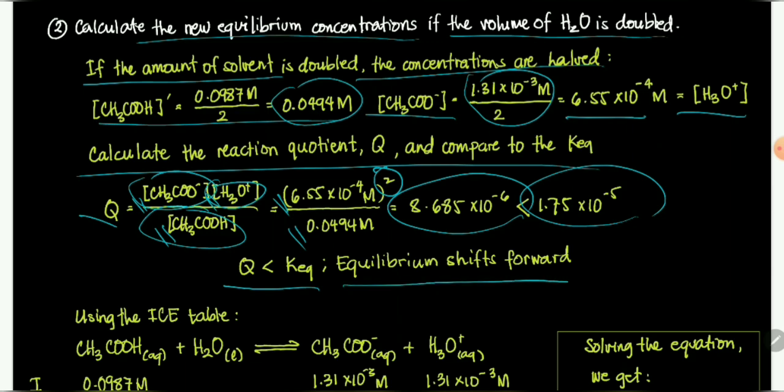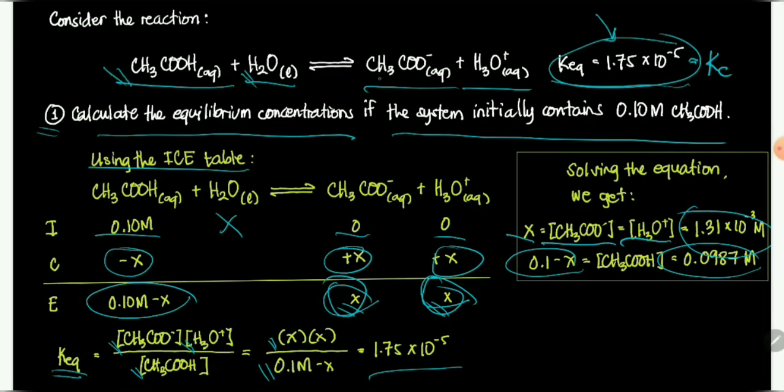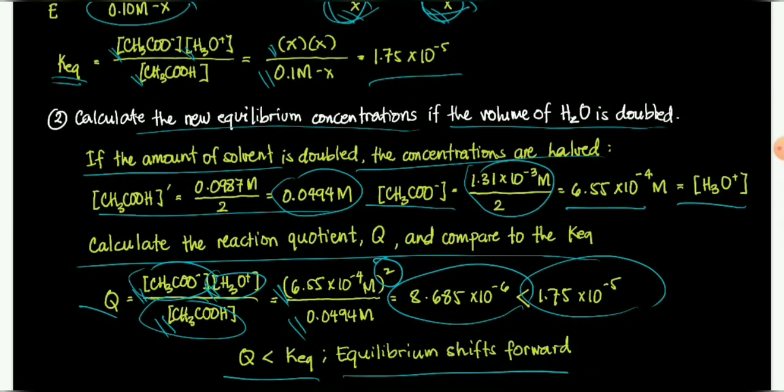So you will notice in the reaction, okay, acetic acid plus water produces acetate plus hydronium. So we added more water. So we expect that the equilibrium will proceed forward, or shift to the right side of our equilibrium. Okay? So that's the explanation of this reaction quotient.